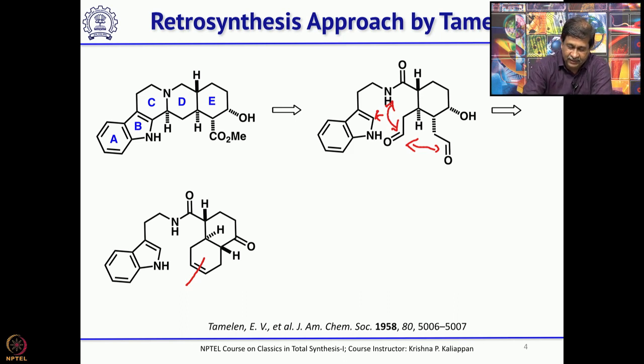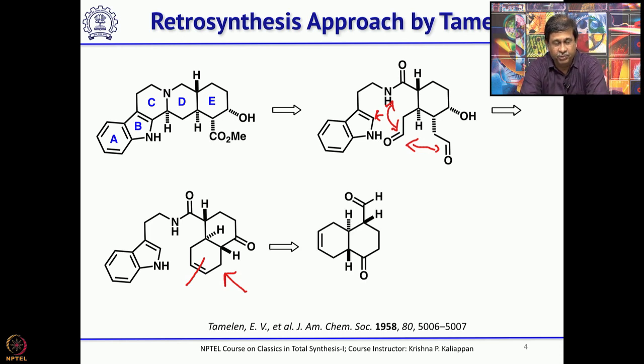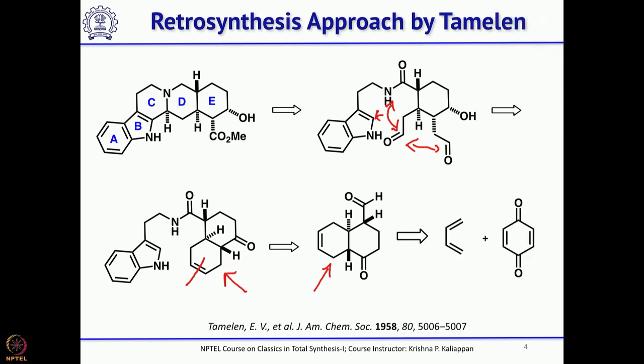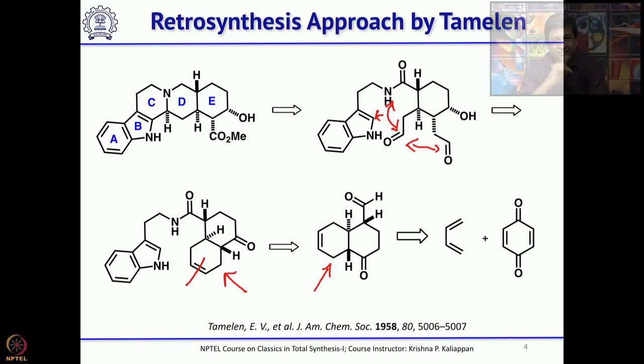And once you see this cyclohexene, wherever you see a cyclohexene, one reaction which should come to your mind immediately is the Diels-Alder reaction. So that is what he proposed: an intermolecular Diels-Alder reaction between butadiene and para-benzoquinone as the key step, and that is the first step in the total synthesis reported by van Tamelen.